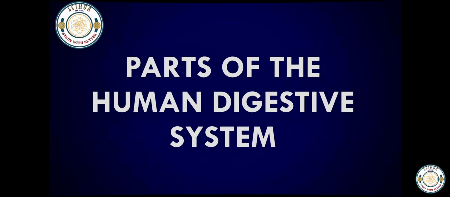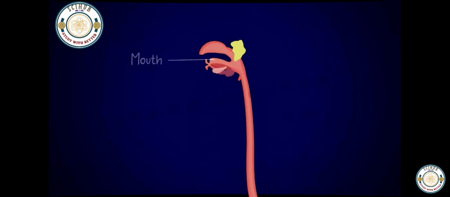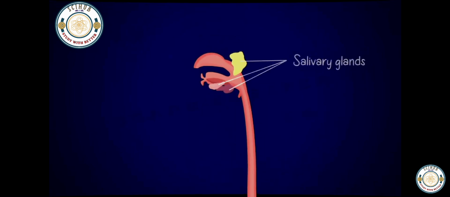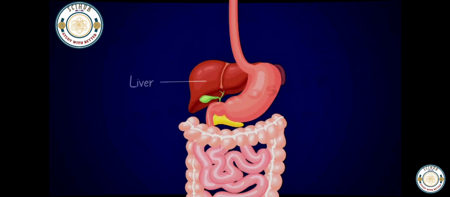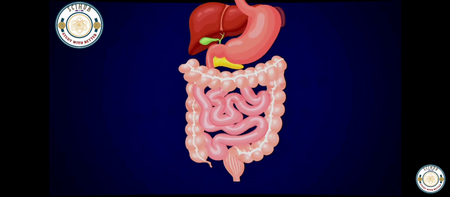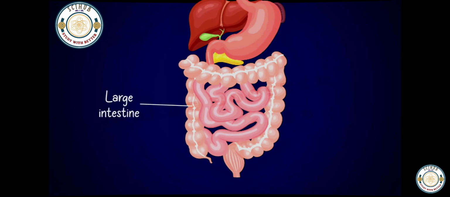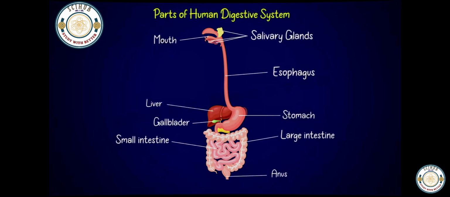Parts of the human digestive system. This is our digestive system. This is the mouth. These are the salivary glands. This is the esophagus, stomach, liver, pancreas, gallbladder, small intestine, large intestine, and anus. These are the parts of our digestive system.